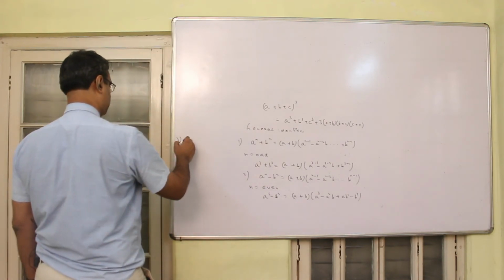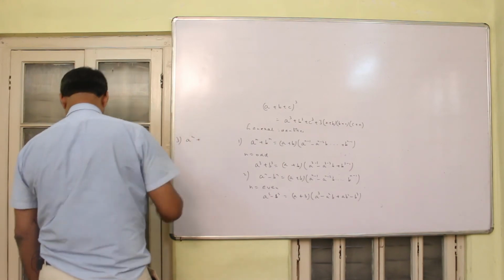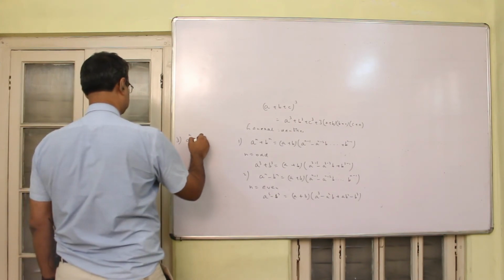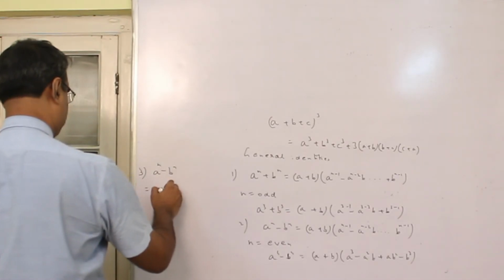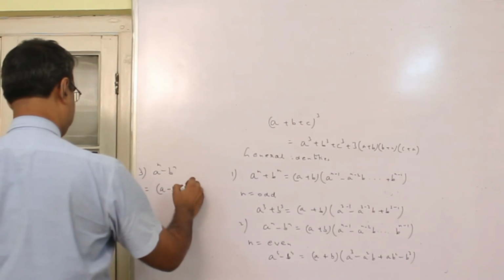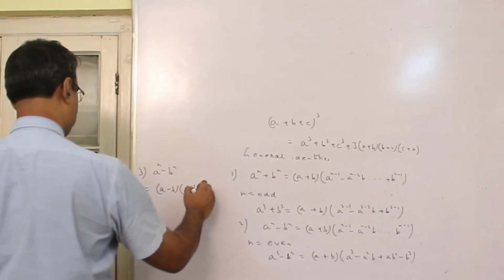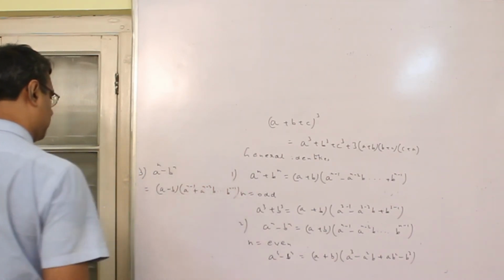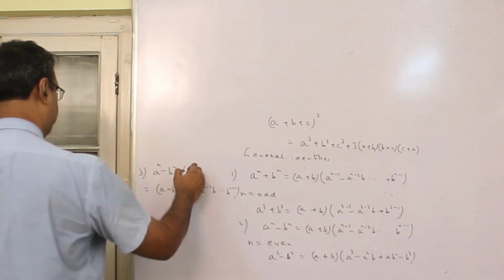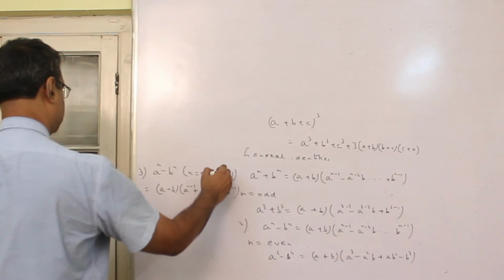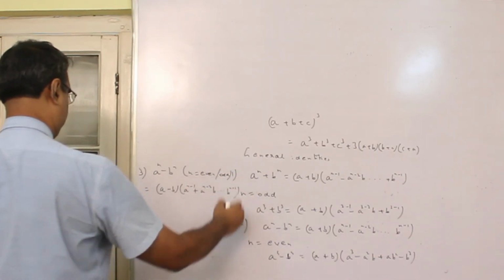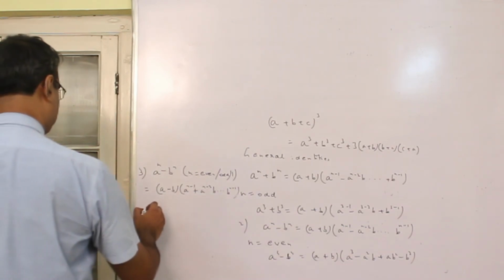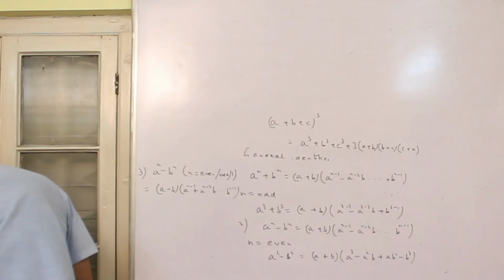Now there is a third identity, a to the power n minus b to the power n is (a minus b) into (a to the power n minus 1 plus a to the power n minus 2 b, up to b to the power n minus 1). Now this identity is applicable whether n is even or odd, it doesn't matter. N may be even or odd, you can use this identity. So let's see a couple of examples of this third one.